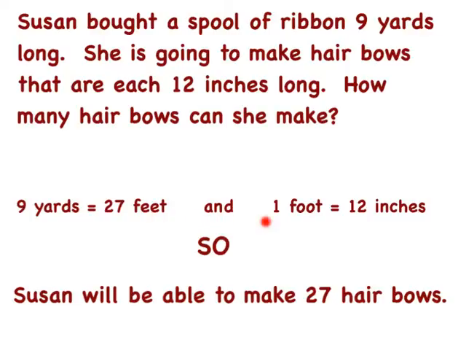And I know that 1 foot is equal to 12 inches. And each of Susan's hair bows are going to be 12 inches or 1 foot. And the spool is 27 feet. So Susan will be able to make 27 hair bows.